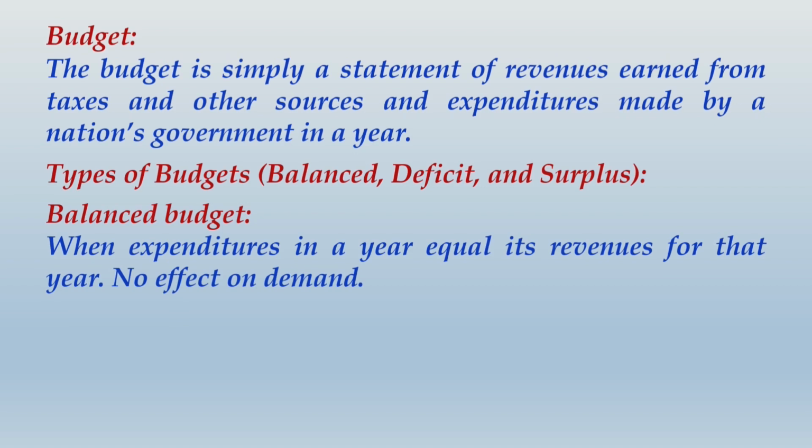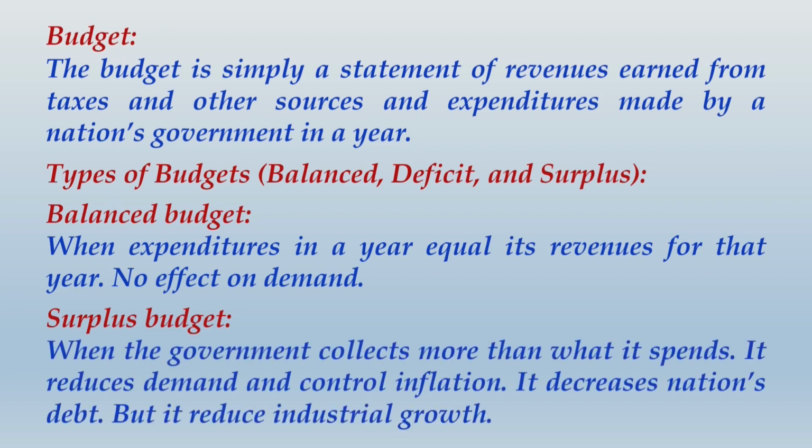On the other side, what would happen if there is a surplus budget? First of all, surplus budget would indicate that revenue of the government is more than its expenditure. When this happens, what will be the impact? When the government collects more than what it spends, it reduces demand and controls inflation. It decreases nation's debt but it reduces industrial growth. So one drawback of surplus budget could be it will cause a reduction in the industrial growth. Before I give you note on deficit budget, please write this much first of all.